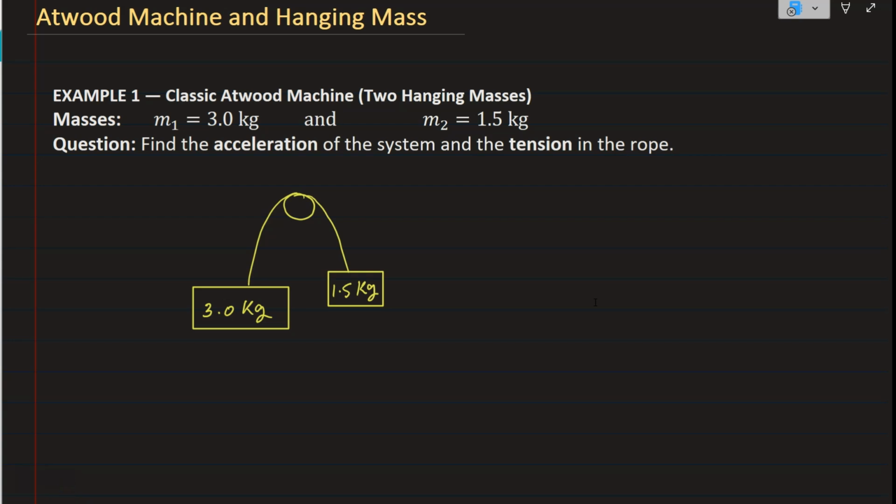Atwood machine and hanging mass. There are two examples I want to go through. So let's start. Example one. We got a classic Atwood machine. We got two hanging masses. This is very classic. We got one mass 3.0 kg, the other one 1.5 kg. The question is find the acceleration of the system and the tension in the rope.